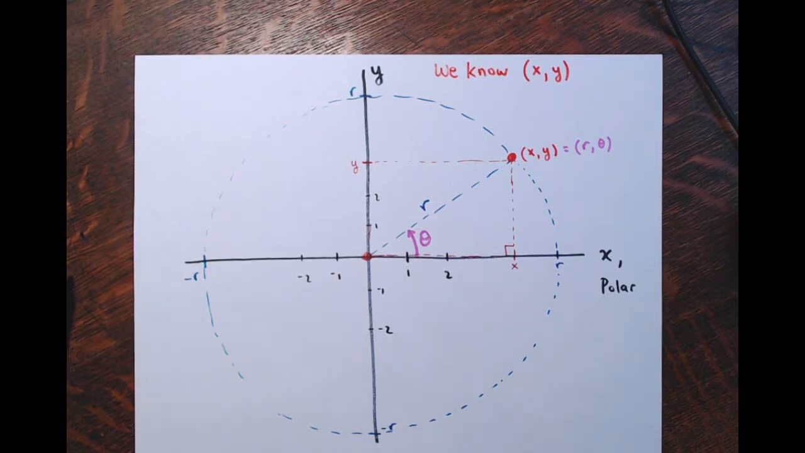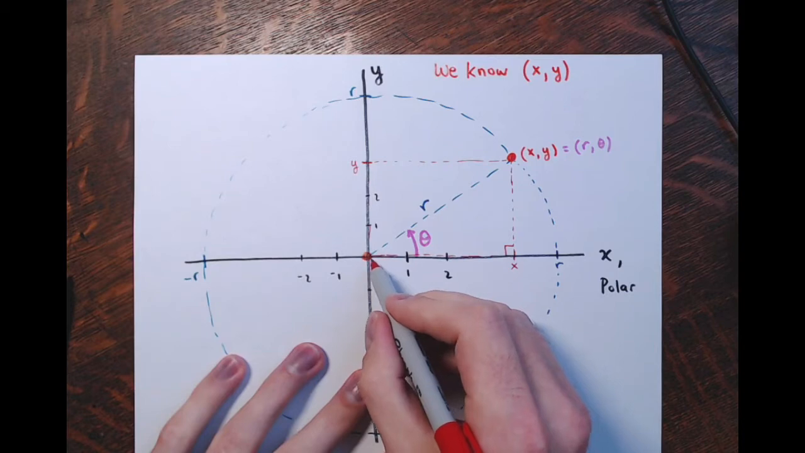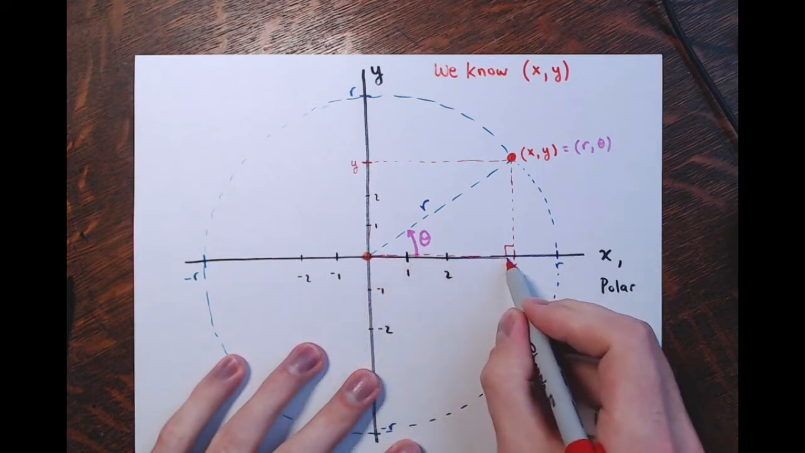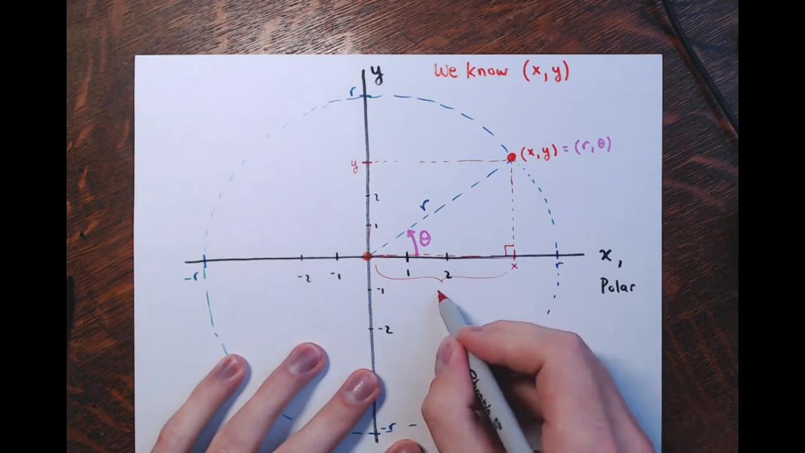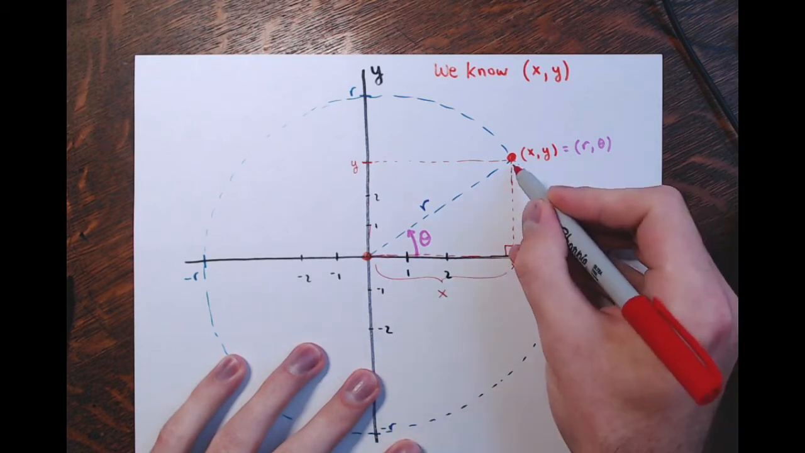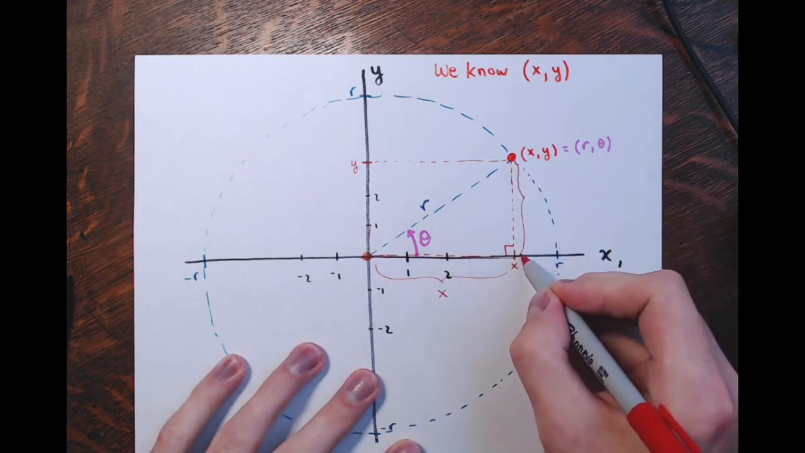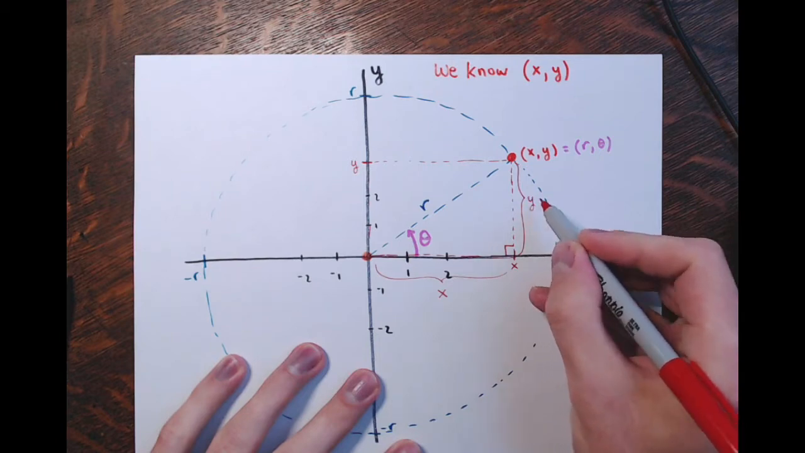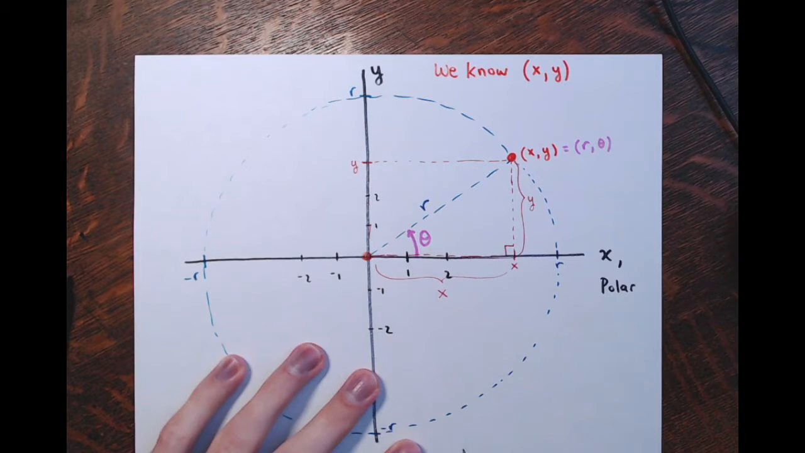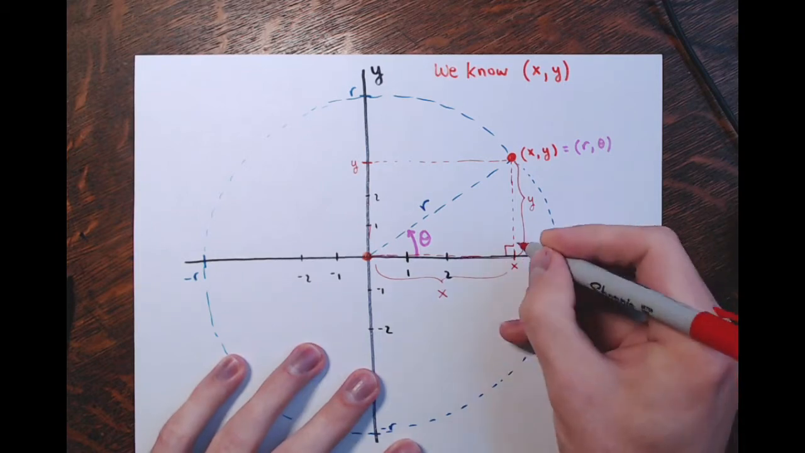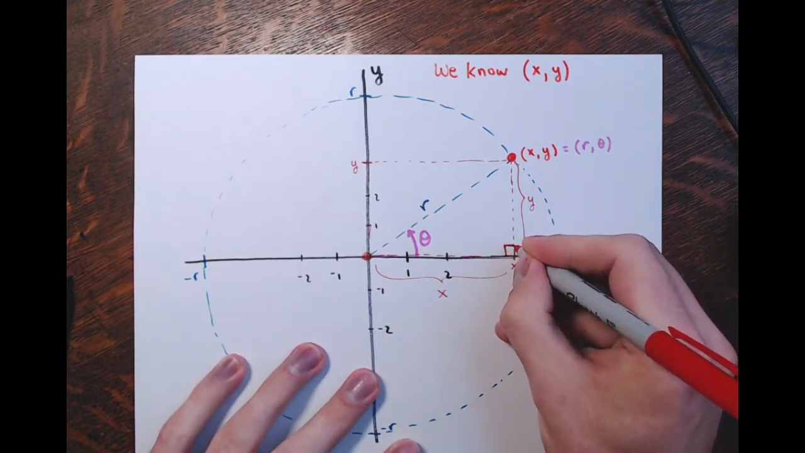Okay, so now let's talk about all these relationships. Well, look, I've got a right triangle here, don't I? Where this has a length of x, this vertical leg has a length of y, and then the hypotenuse has a length of r. And there's your right angle right there. That's why I drew it in.